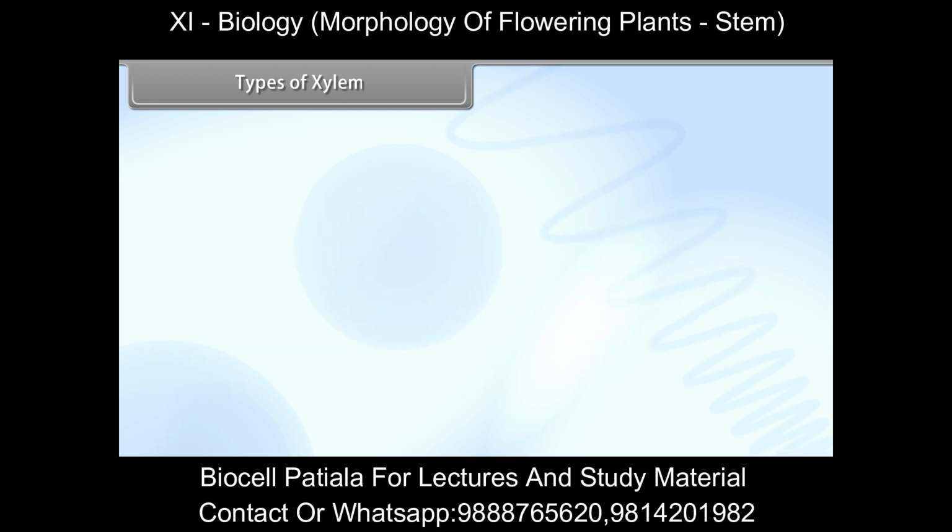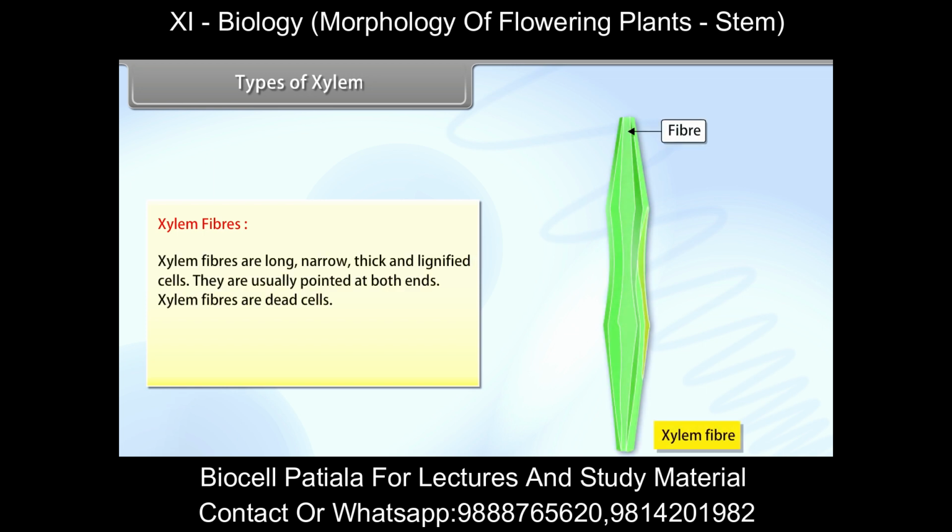Types of xylem. Xylem fibers. Xylem fibers are long, narrow, thick, and lignified cells. They are usually pointed at both ends. Xylem fibers are dead cells. Xylem fibers provide mechanical strength to the xylem and to the plant body as a whole.